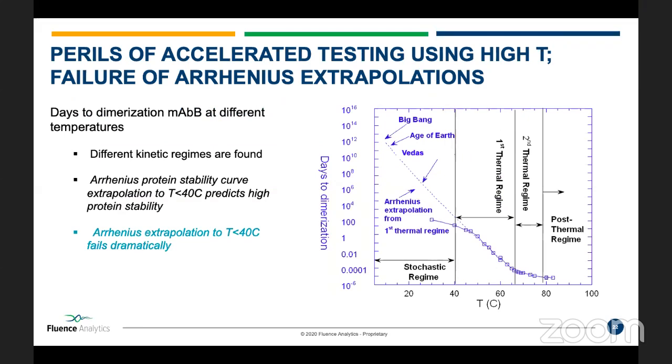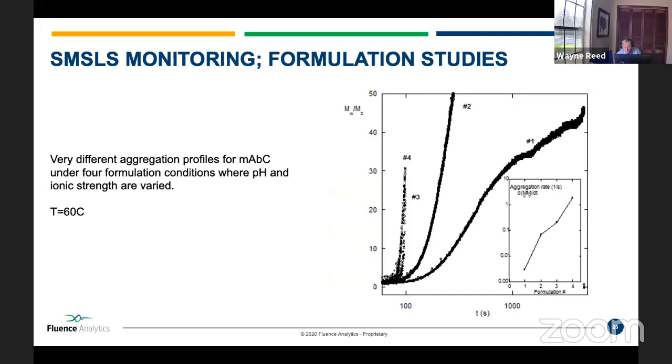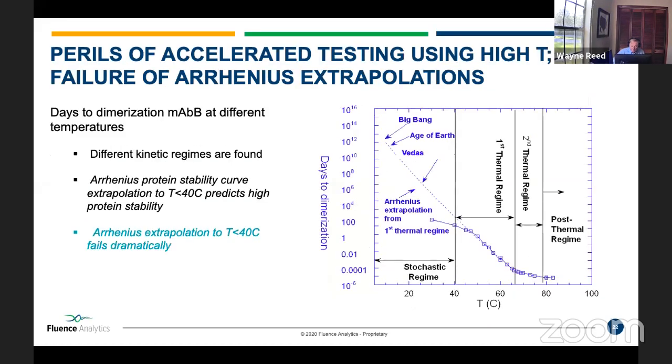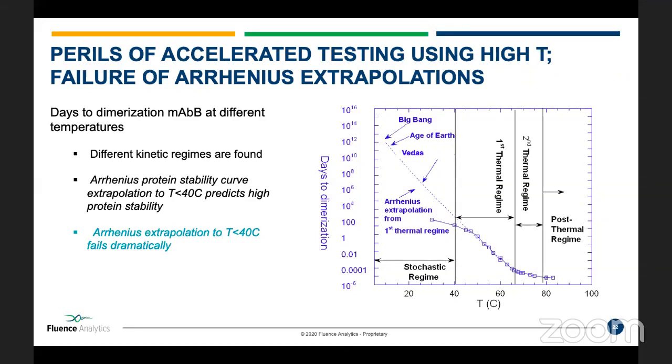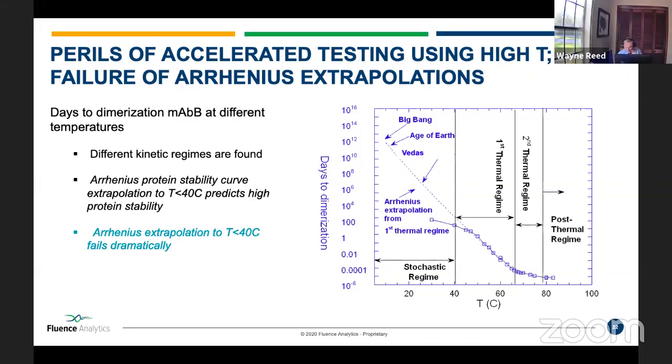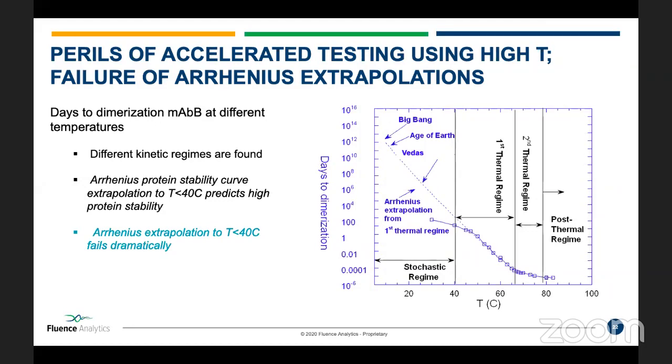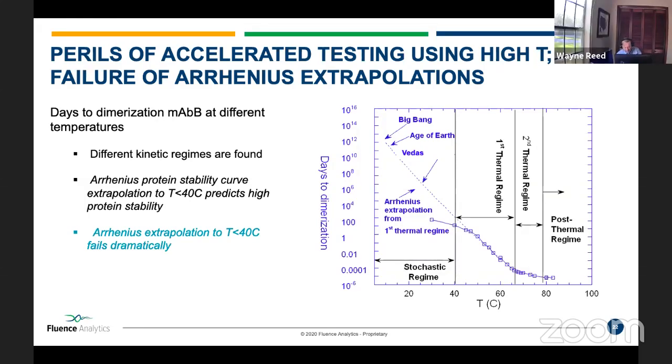If you just do a direct extrapolation, that's the dashed line, to 40 degrees and below, which is the pharmaceutically interesting temperature regime, you can see that it predicts fantastic stability. At room temperature, this would last for a few thousand years, like as old as time back to the Vedas. Or if you go down to a modest 15 degrees C, you'd be like at the age of the earth, and pretty soon you're at the Big Bang. So it's way off. It's way off, because what we find, don't forget, this is a log scale. It's being predicted here as many years of stability is actually only a couple weeks. So the extrapolation breaks down.